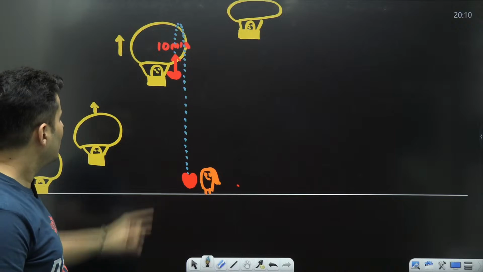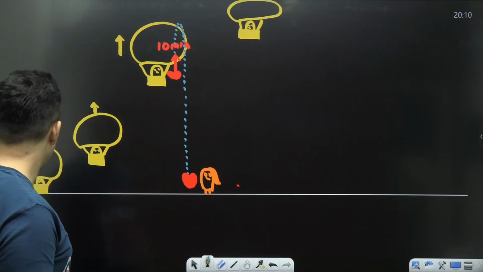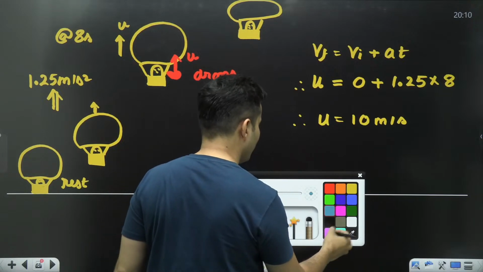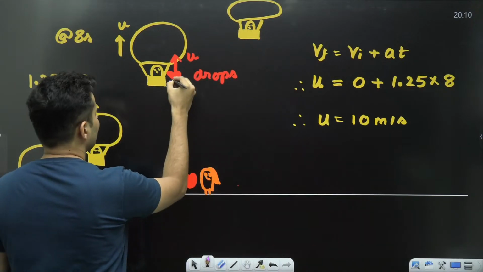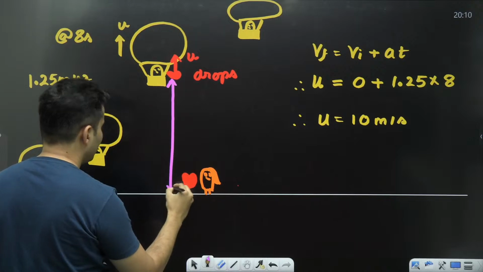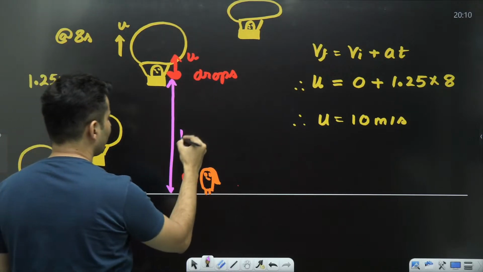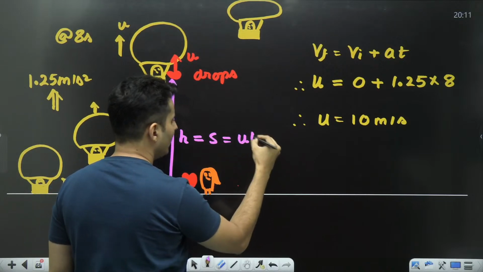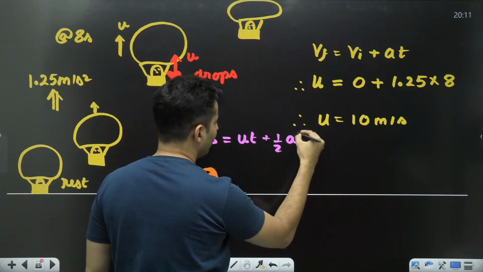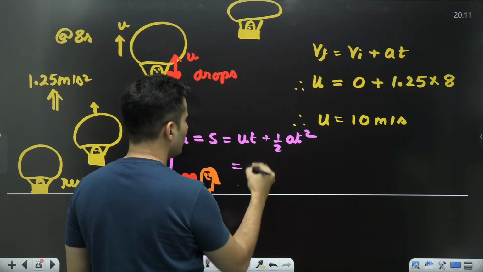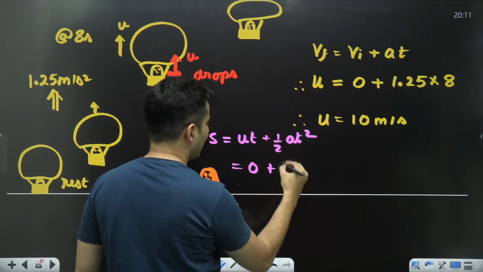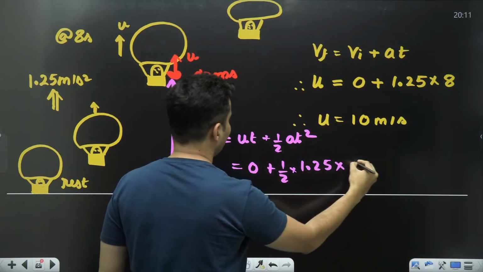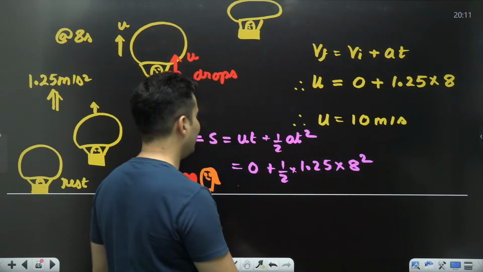Now observe. What is the height from which he drops? That also we can find. That's not a big task, if you ask me. What is the height that this balloon has gone up by? This height can be found by using s equals ut plus half at square. What is u? 0. What is acceleration? That is 1.25. What is the time? That is basically 8 square.